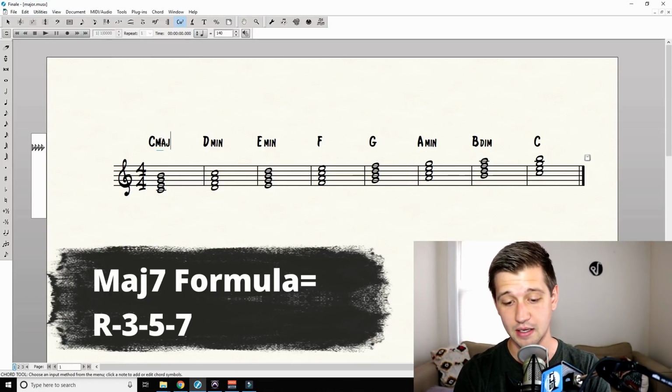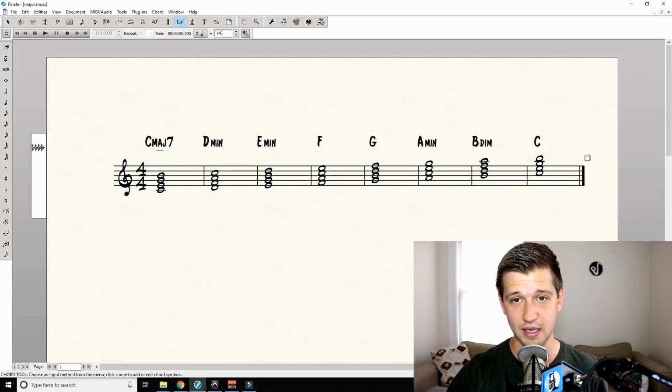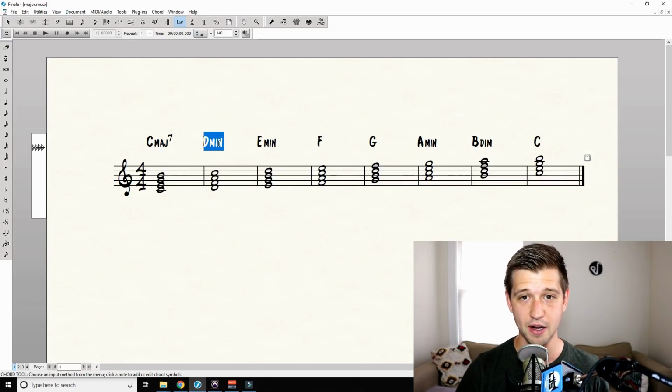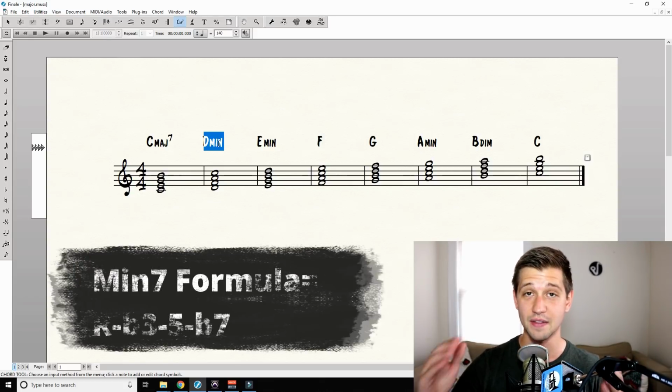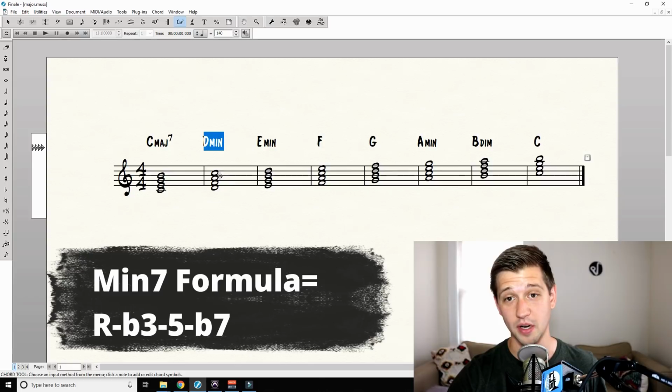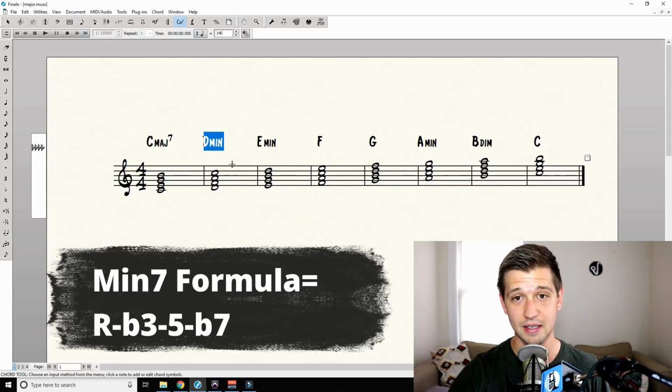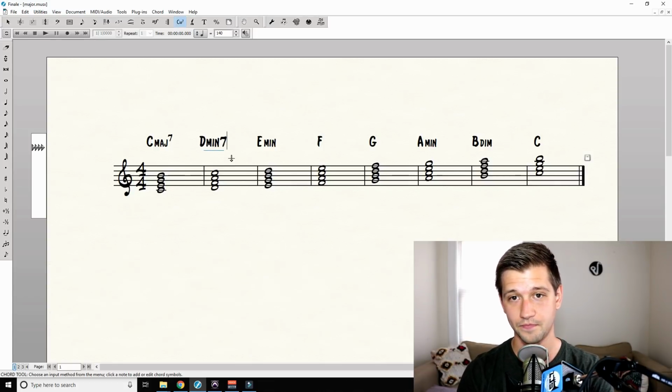So C major seventh. Looking at this D minor, again, I know it's minor already, so if you simply understand the formulas for minor seventh chords, you know that the seventh is flatted, and that's going to be true. C to D, that's a whole step interval, so we know that it's going to be a flat 7. Same with E minor 7.